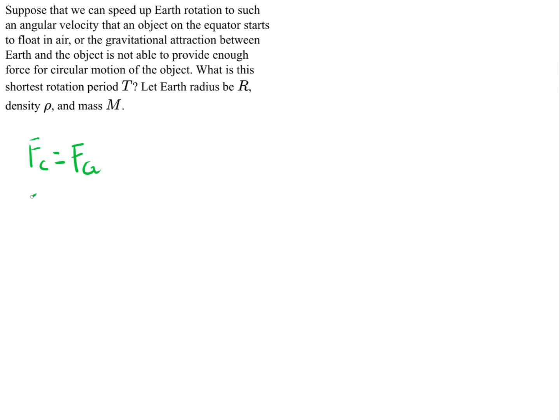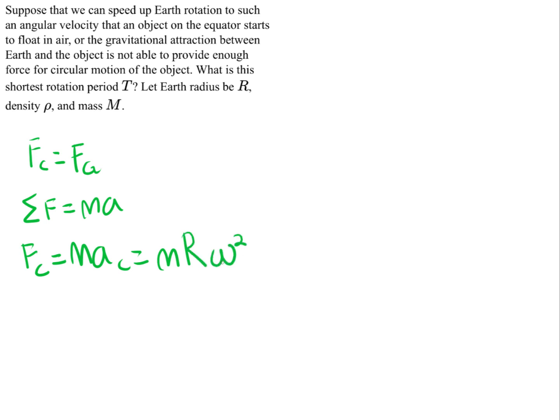And then, if you remember from Newton's second law, the summation of all of the forces, or net force, is equal to the mass times acceleration. You can say that the radial force, or centripetal force, is equal to the mass times the centripetal acceleration, which is also equal to the mass times the radius of the Earth times the angular velocity squared, omega. This symbol is omega, not W. So the centripetal acceleration is this quantity right here, and that is the centripetal force.